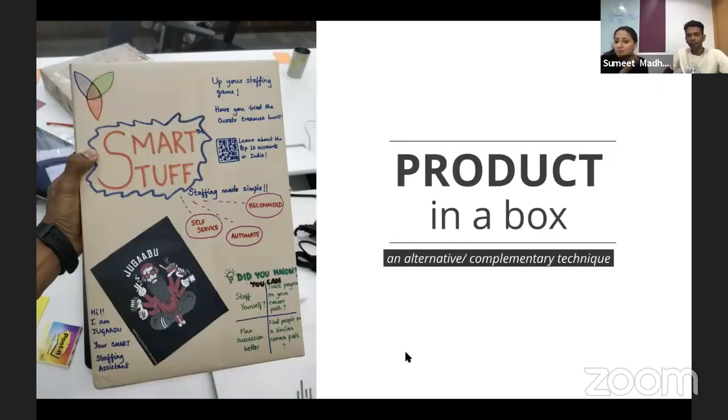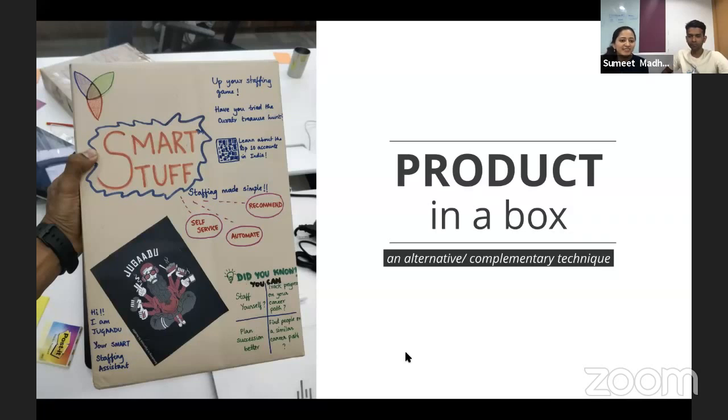Right, so let's look at that next tool. Product in a box. When I would recommend this particular tool is where you have nailed down the problem that you're trying to solve, and you're in a situation where you want to explore a lot of ideas and a lot of solutions. So let me talk about what a product in a box is.